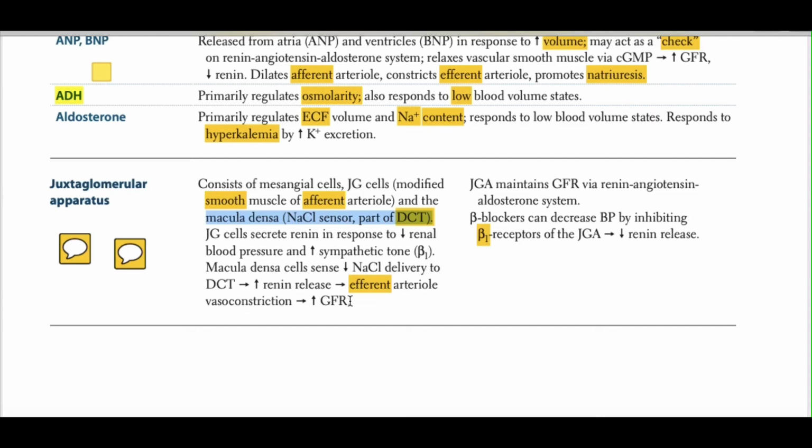So the juxtaglomerular apparatus maintains GFR via the Renin-Angiotensin-Aldosterone System. So beta blockers can decrease blood pressure by inhibiting beta-1 receptors of the juxtaglomerular apparatus, so that will result in decreased renin release.